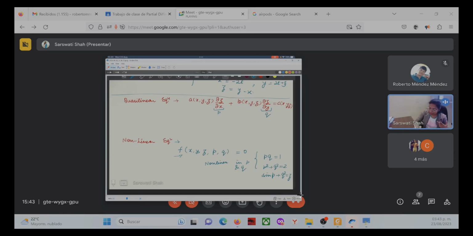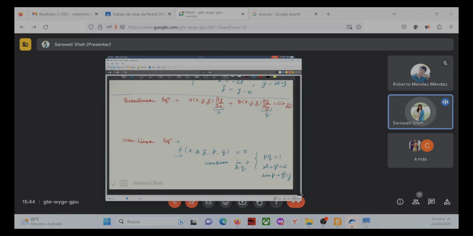Because here we could see that dz over ds equals p f_p plus q f_q. Now we have three unknowns x, y, z, and because of the non-linearity, the right-hand sides will be functions of p or q. So we have three. Those are the characteristic equations for the nonlinear.